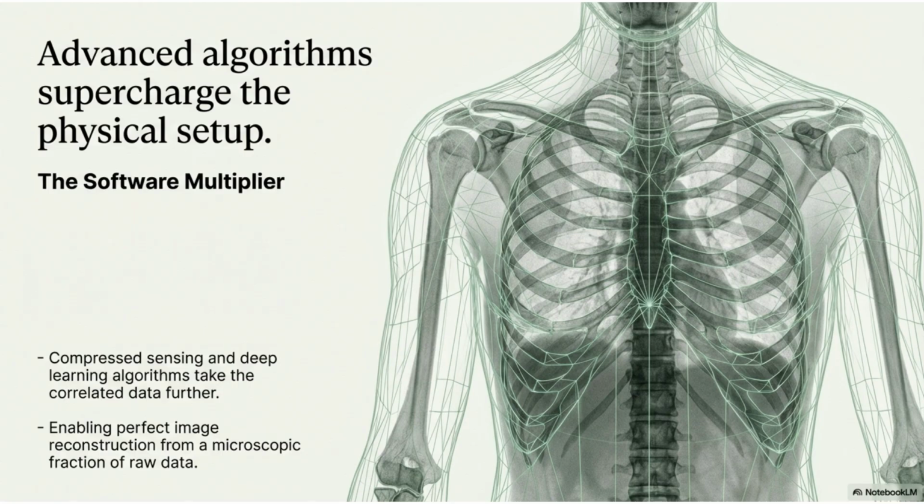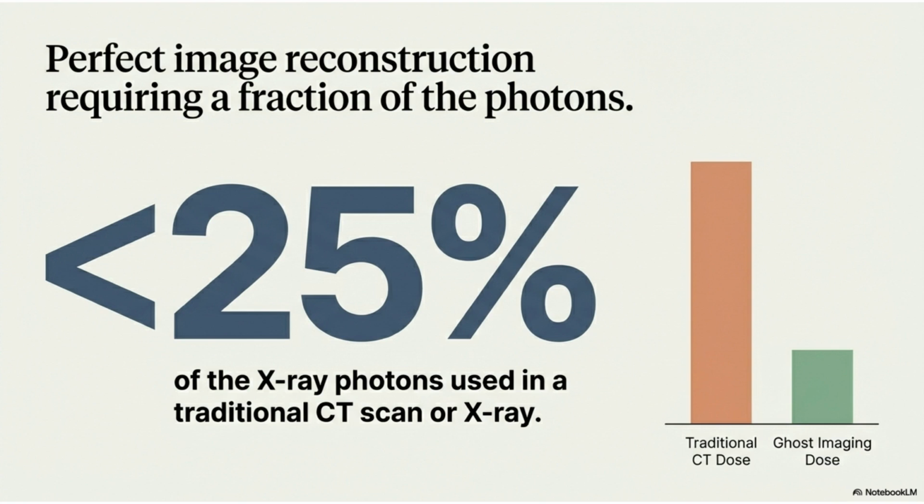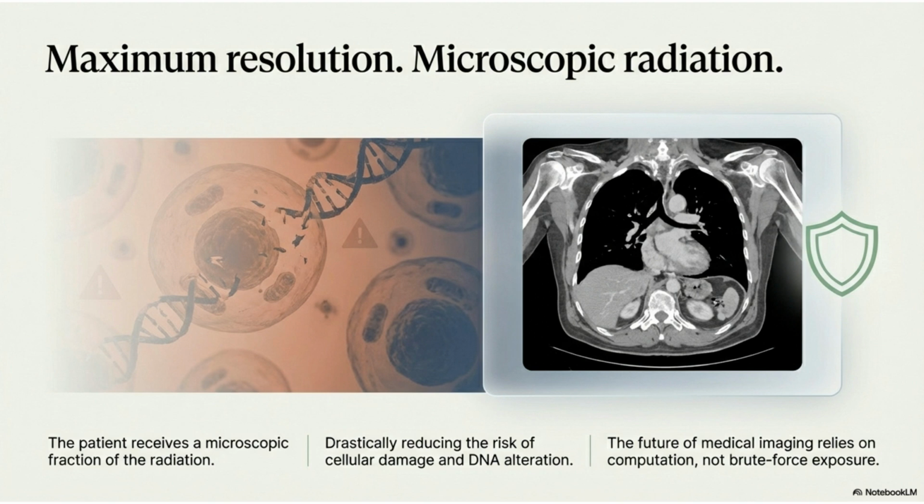Advanced algorithms, referred to as the software multiplier, supercharge the physical setup. Compressed sensing and deep learning enable perfect image reconstruction from a microscopic fraction of raw data. This technique allows for perfect image reconstruction using less than 25% of the X-ray photons used in a traditional CT scan or X-ray. X-ray ghost imaging offers maximum resolution with microscopic radiation, drastically reducing the risk of cellular damage.